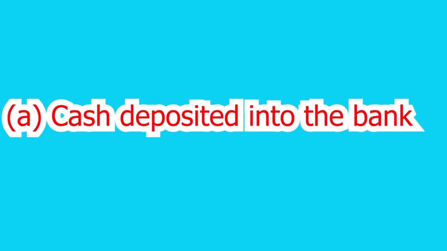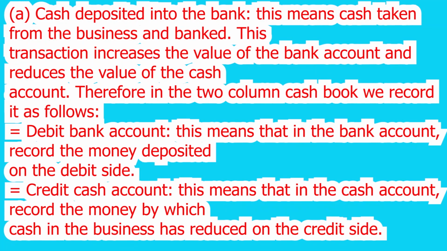Let us start with cash deposited in the bank. This means cash taken from the business and banked. This transaction increases the value of the bank account and reduces the value of the cash account. Therefore, in the two-column cash book, we record it as follows. Debit bank account. This means that in the bank account, record the money deposited on the debit side.